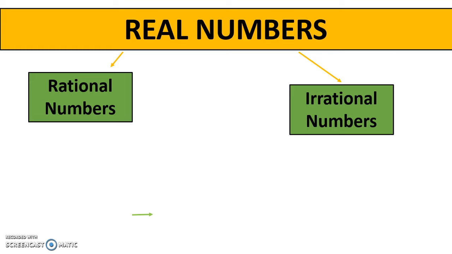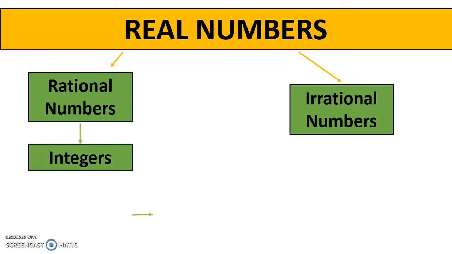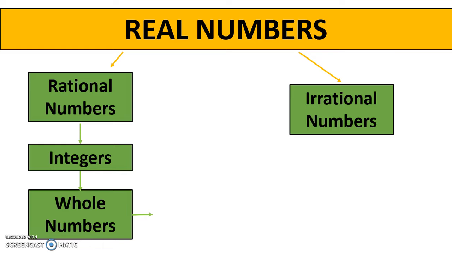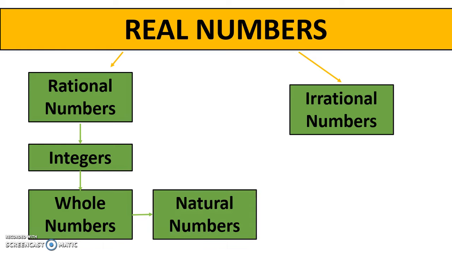Now we're going to take those rational numbers and we're going to break them down even into smaller groups. So we're going to take those rational numbers and narrow it down a little bit and get to the integers. And then we're going to take those integers and narrow it down a little bit and get to the whole numbers. And then we're going to take those whole numbers and narrow it down a little bit even farther and get to the natural numbers. So this kind of works down. The higher you are, the more broad. The lower you are, the more specific. So the most specific type is the natural numbers, working up to the real numbers, which are the most general.